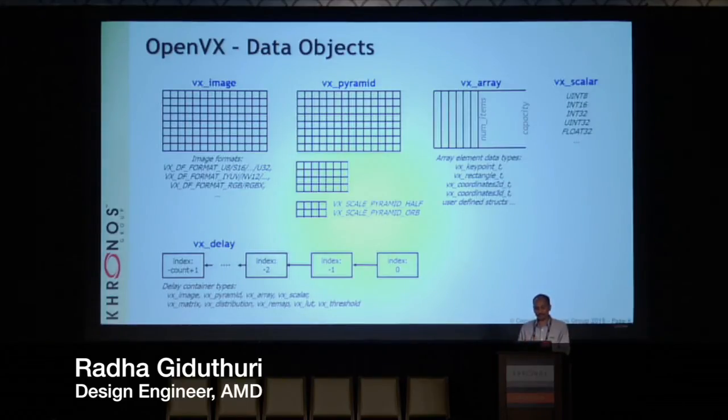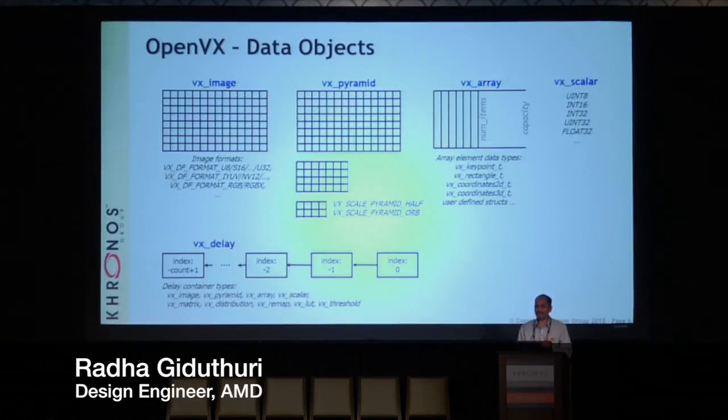OpenVX 1.0 specifies certain data types that can be used as an array element. One is a key point, which specifies XY coordinates, followed by some kind of strength and other metadata associated with it. And there are other items such as rectangle. If somebody writes a kernel that identifies faces, and given an image you want a list of faces, it can be represented as rectangular boxes. And somebody can extend OpenVX with their own data structure, which I mention here as a user-defined struct.